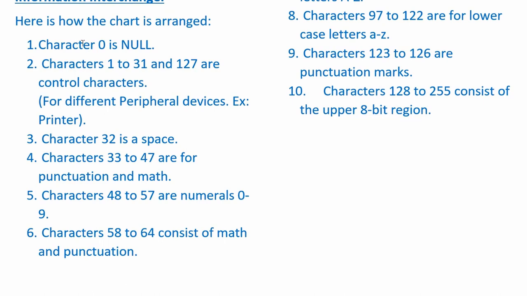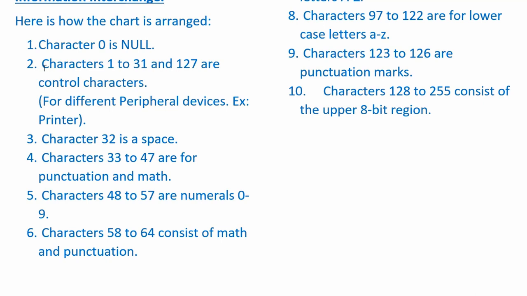The character 0 is null. Okay, the null character is given for 0. They will have numbers and they will be stored in computer in binary form. The characters from 1 to 31 and 127 are control characters.